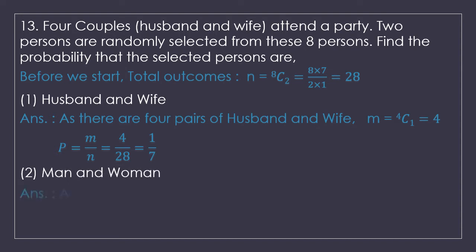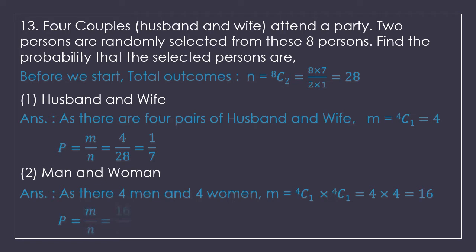The second question is that the selected people are a man and a woman. Now, as we know, there are 4 men and 4 women. So, from each we will be selecting one. That is 4C1 into 4C1. That will be 4 fours are 16. So, the favorable outcomes for selecting one man and one woman are 16. The probability will be 16 upon 28, simplified into 4 upon 7.